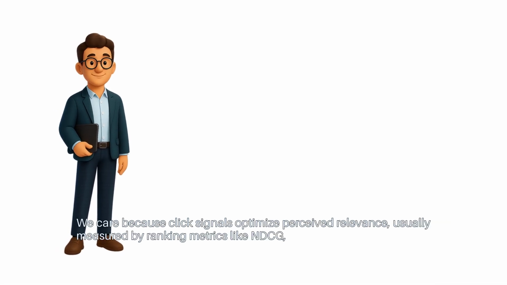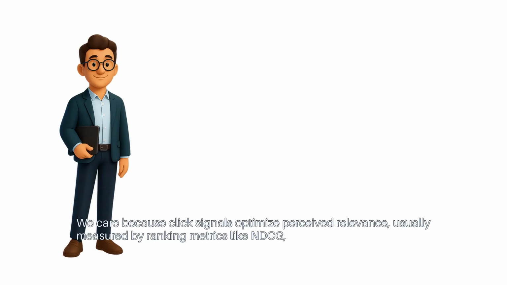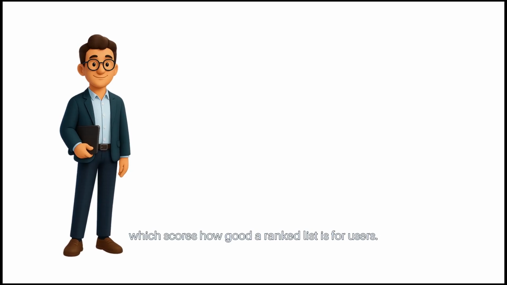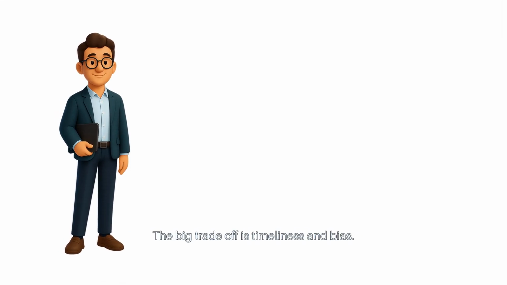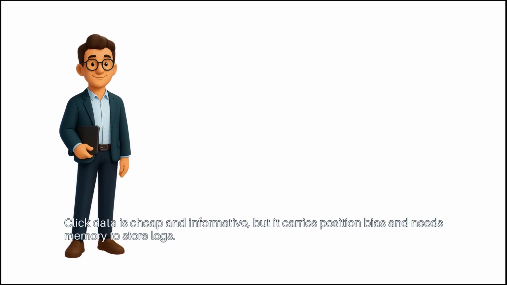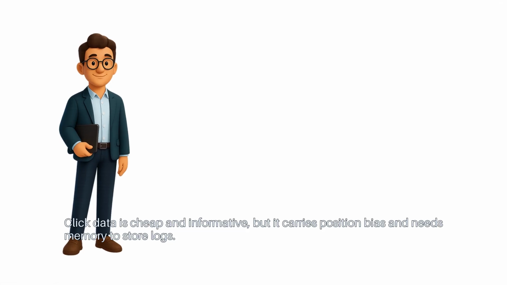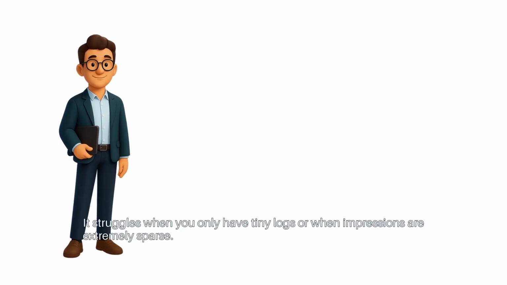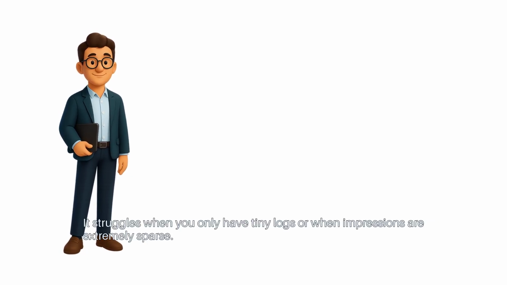We care because click signals optimize perceived relevance, usually measured by ranking metrics like NDCG, which scores how good a ranked list is for users. The big trade-off is timeliness and bias. Click data is cheap and informative, but it carries position bias and needs memory to store logs. This technique shines on medium-sized collections where you can store impressions and clicks and still serve results in real time. It struggles when you only have tiny logs or when impressions are extremely sparse.